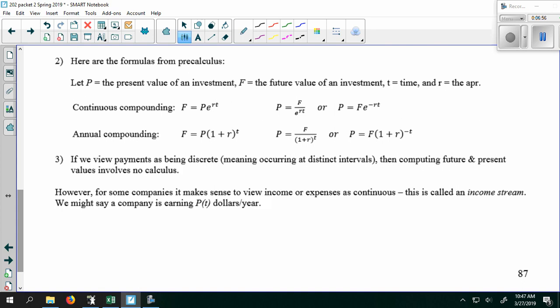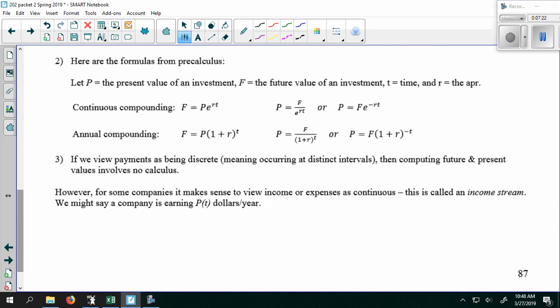And then annual compounding, which is less common, was F equals P times (1 plus R) to the T, and then solve for the P to get the present value formula. So if we view payments as being discrete, meaning occurring at distinct intervals like 1 time per year, computing future and present value involves no calculus. You'll notice we haven't done any calculus yet.